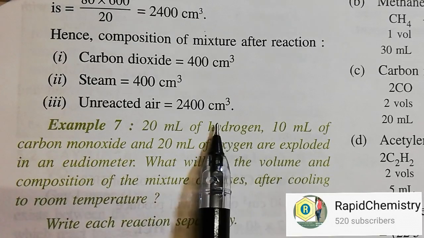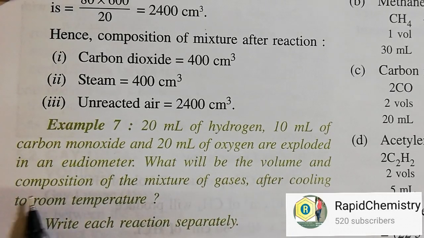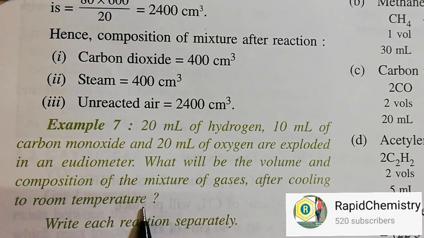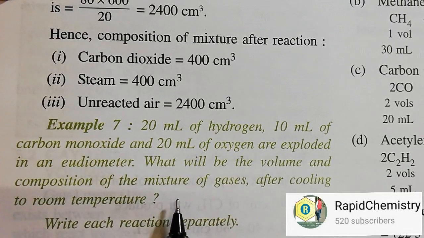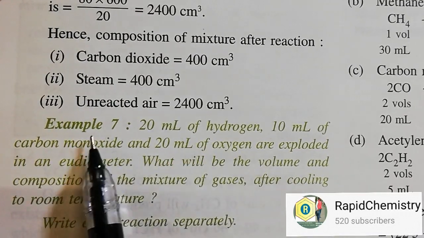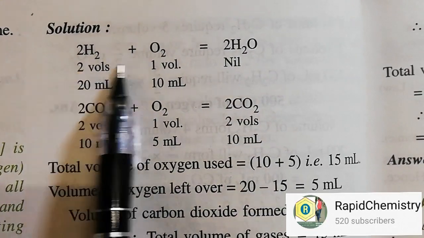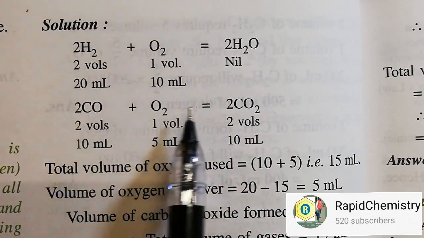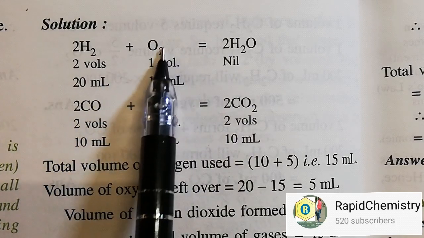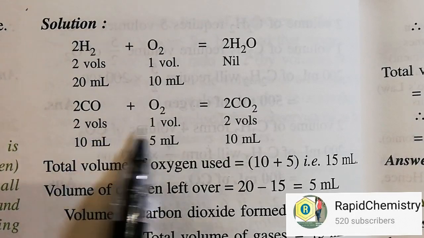So what are the reactants here? There are 3 reactants, and what will be the volume and the composition of the mixture of gases after cooling to room temperature? When it is cooling to room temperature, if there is any water vapor, that must be taken into the liquid state. At the very first we have to write the reaction. Hydrogen is there, oxygen is there, and carbon monoxide is there. There would be 2 possible reactions. Hydrogen and oxygen form H2O, and in another reaction carbon monoxide and oxygen react to form carbon dioxide. In both reactions oxygen is common. That means oxygen is used twice, in the first reaction and also in the second reaction.